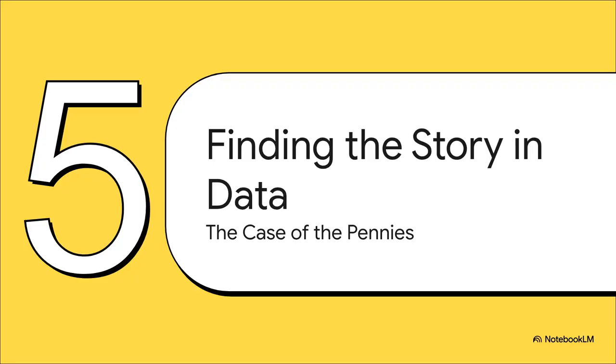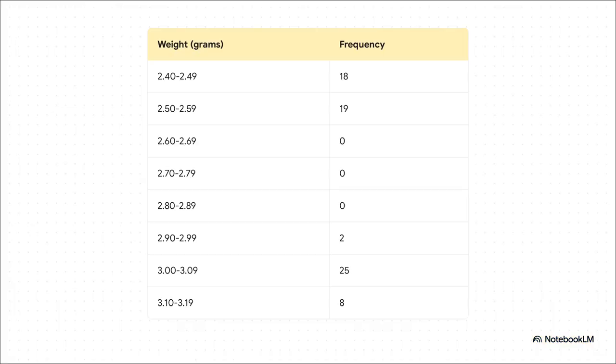Okay, it's time to put on our detective hats for this last part. Because sometimes a frequency distribution doesn't just organize your data, it reveals a totally hidden story. So this table shows the weights of a random sample of US pennies. Now take a close look at that frequency column. We have a group of lighter pennies, then a big gap, 0, 0, 0. And then another group of heavier pennies. Now that is very strange.